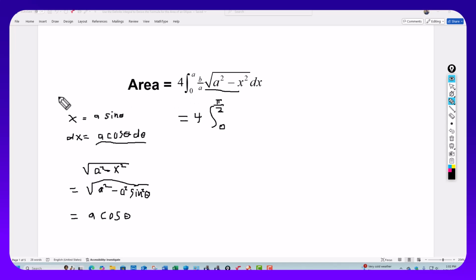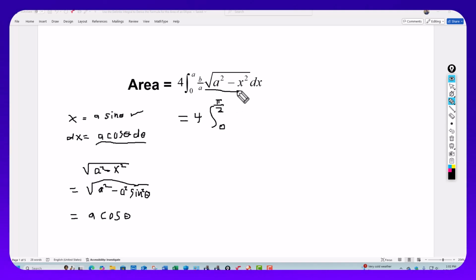And again, that's just replacing the x by 0 in this equation. Solving for theta, I get 0. Replace the x by a. The a's divide out, I get sine theta equal to 1. The solution to that equation in the appropriate interval is pi over 2.